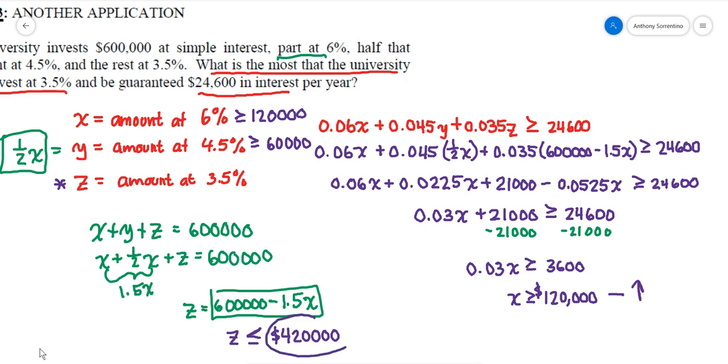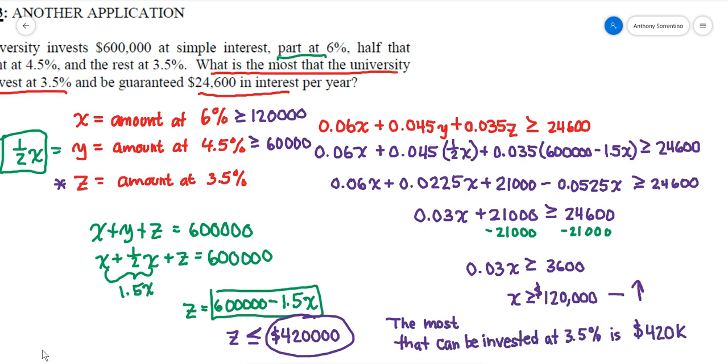So the answer is that the most is 420,000. And I'm abbreviating as 420K because I'm just running out of space. And so that would be your answer right here.